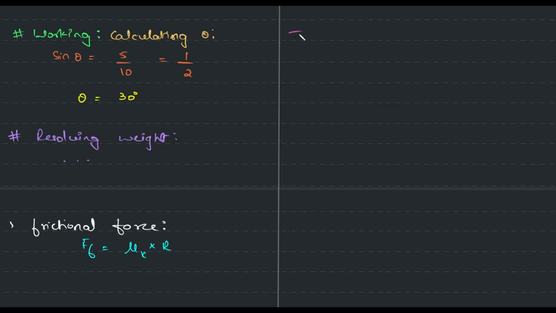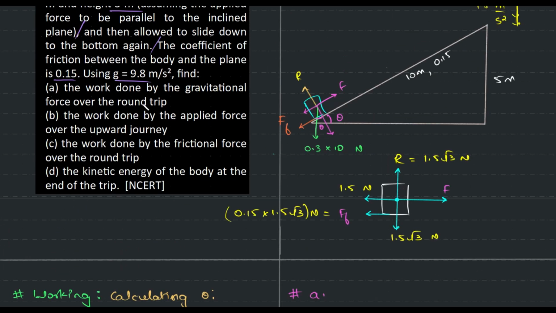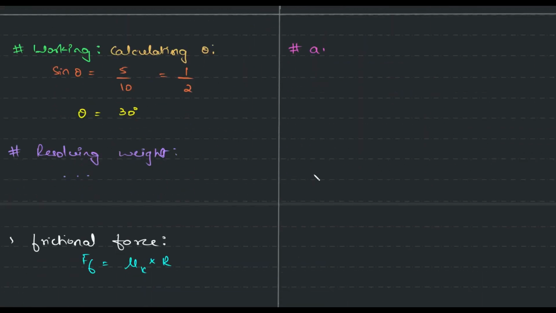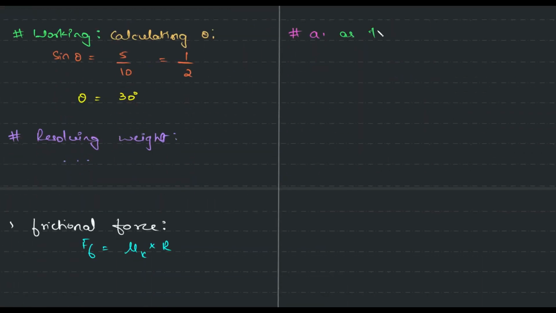Okay, first question. So what is the work done by gravity? What is the work done by gravity force over the round trip? See, anything that goes up and comes down, the displacement will be 0. So as the displacement is 0, around the trip, the work by gravity is 0. That's it. Simple and straightforward. Now let's move on to the next one.